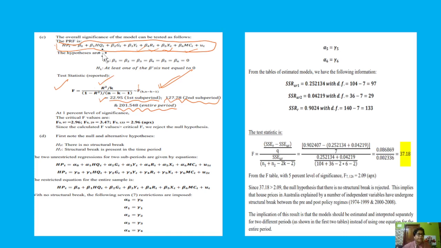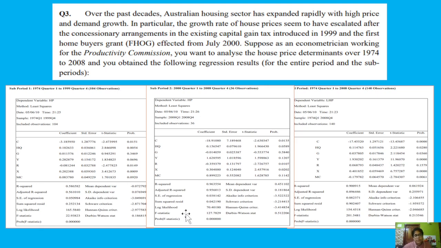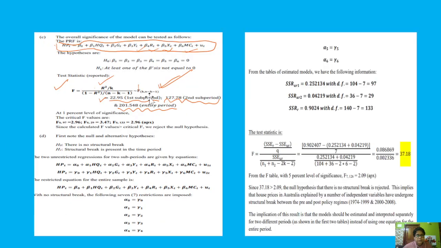R square is already given in the result. Okay, so here the R square is here, they have already given it here. We're taking those R square values and using them here. We got these three values for three different equations for three different periods.